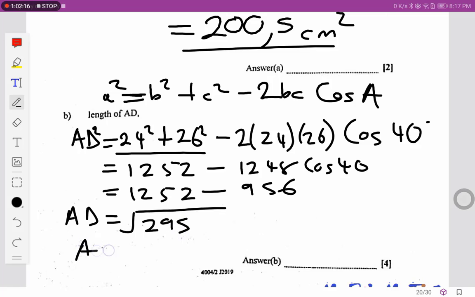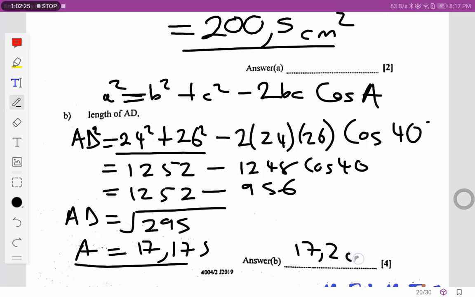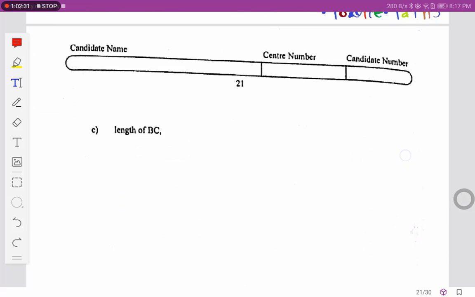So AD is equal to 17.175. We can write AD as 17.2 centimeters. That's the length there, sorry. Let's move on to the next question.